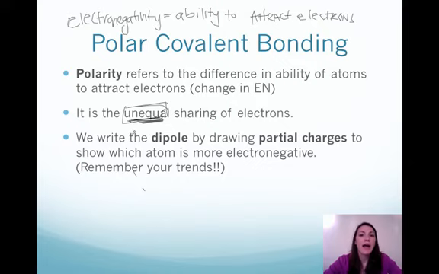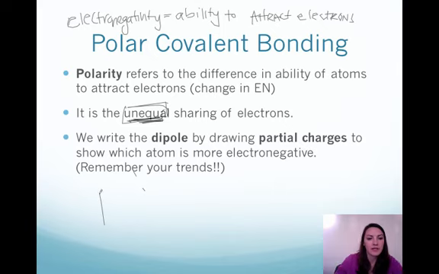Remember, all atoms have different abilities to attract electrons. That's what electronegativity is. So they have different abilities to attract those electrons. So you have something with a strong electronegativity versus something with a weak electronegativity. The electrons are going to be shifted over more towards one area. Okay? So polarity, we say, is the difference in ability to attract electrons, or the change in electronegativity. All right? So when we do that, we're going to talk about dipoles.